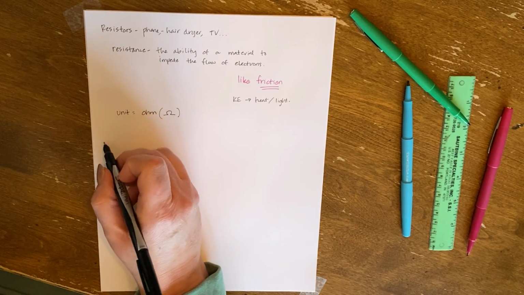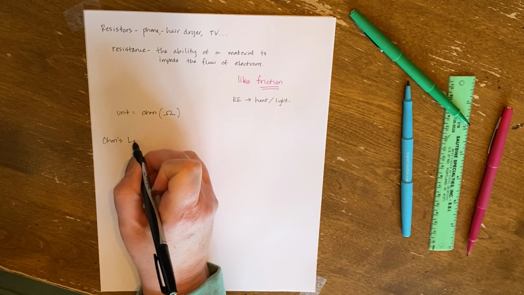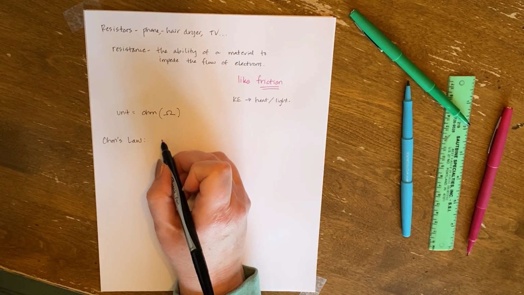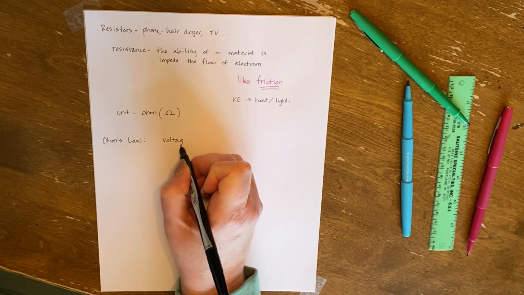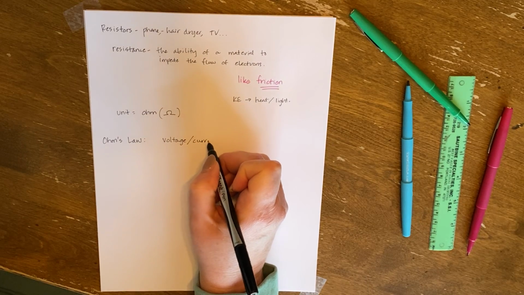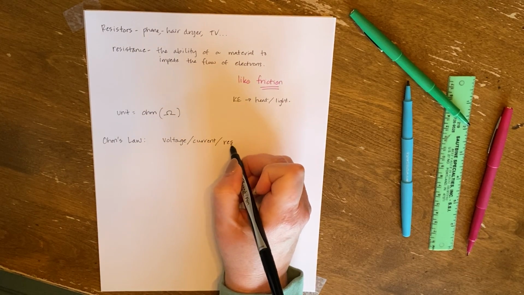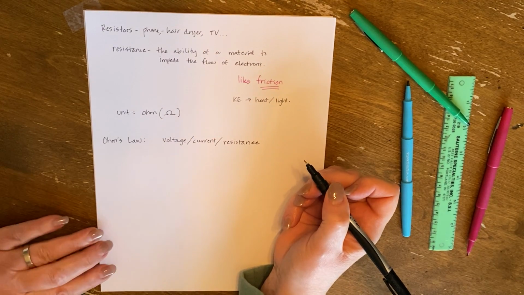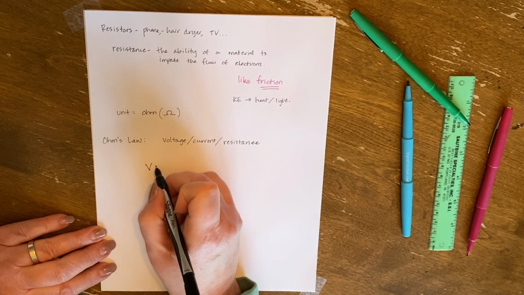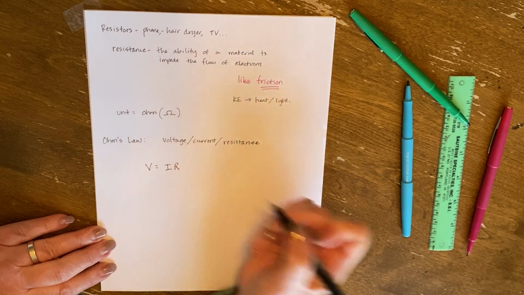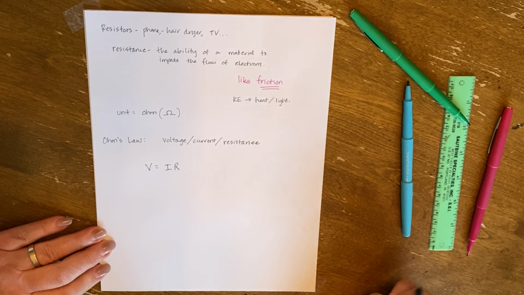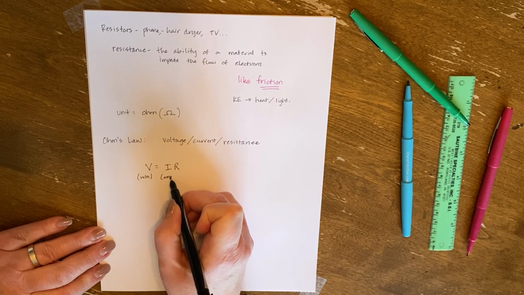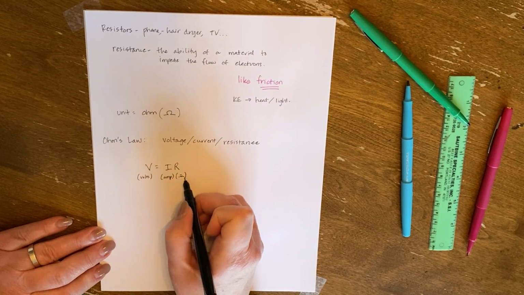So all of what we've learned now brings us to Ohm's law. And Ohm's law is just a relationship between voltage, current, and resistance. Okay, so Ohm's law tells us that voltage equals current times resistance. Okay, again, voltage is measured in volts, current is measured in amps, resistance is measured in ohms.